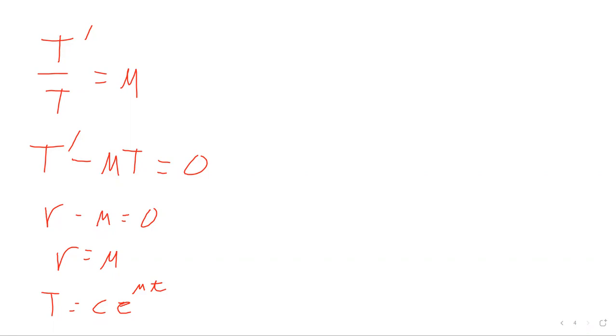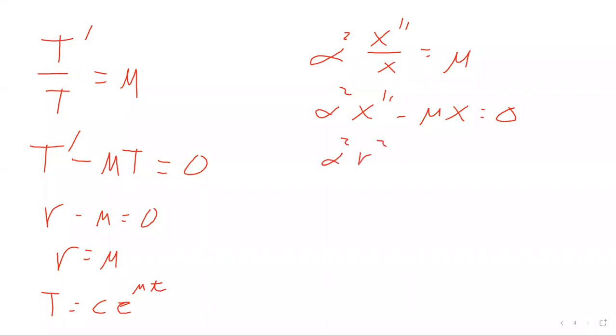Now, on the other end, we can look at only the x's. And then multiplying and moving things over. And then our characteristic equation. And then solving for r, we end up with plus or minus the square root of mu over alpha.